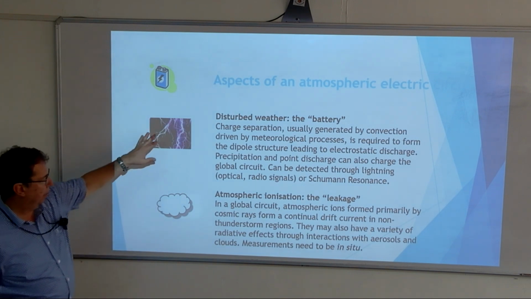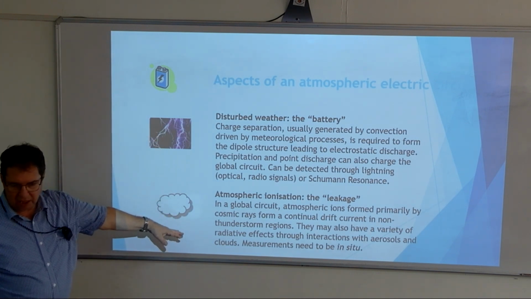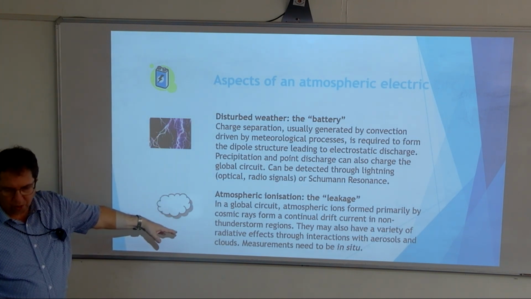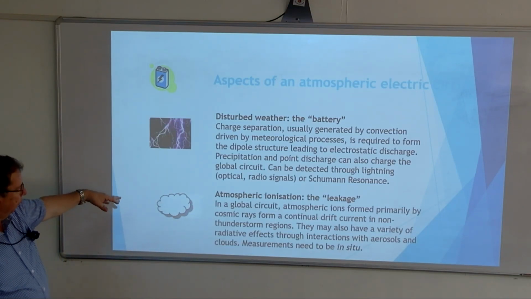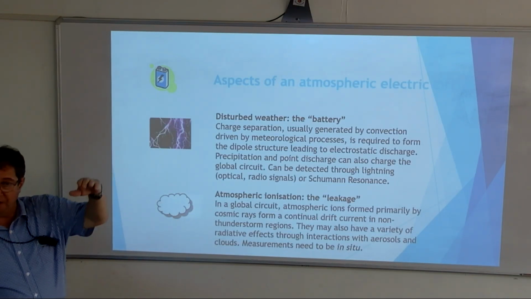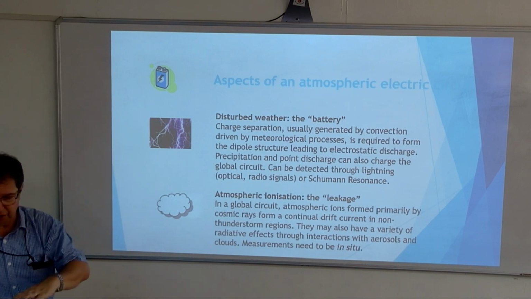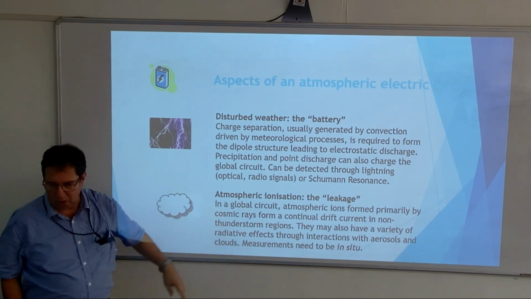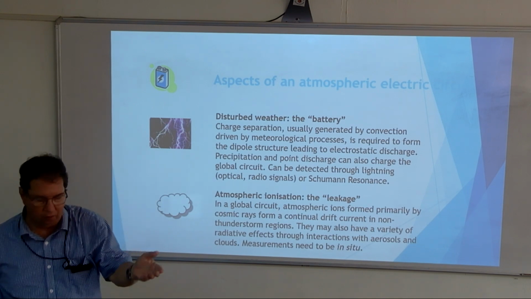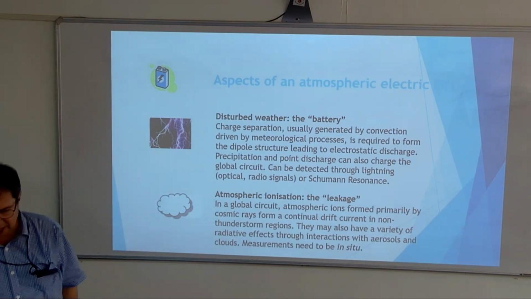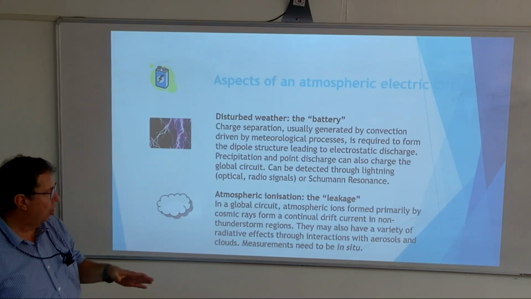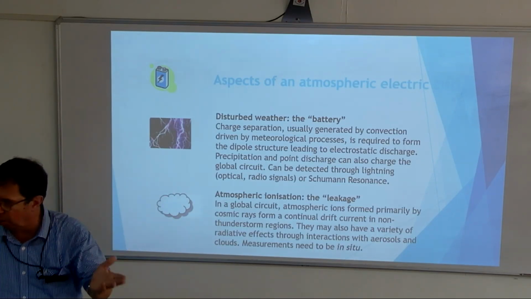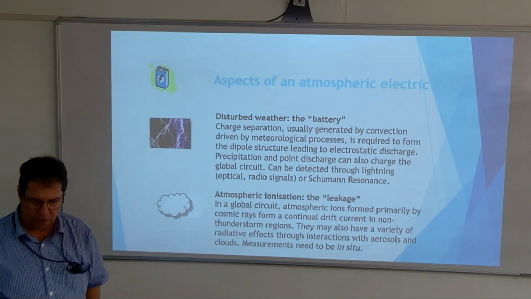So this is the battery, and where is the electricity going to? It goes to the ground, it goes up into the ionosphere, it goes into the air. Some of it is what we call the leakage current, the presence of ions, as we discussed yesterday, and we can measure this as well using balloons and using other instruments.